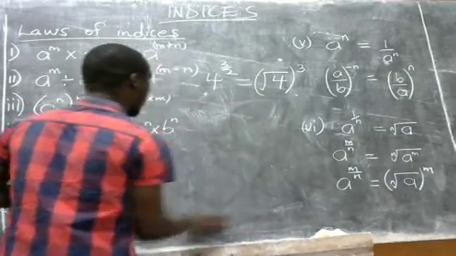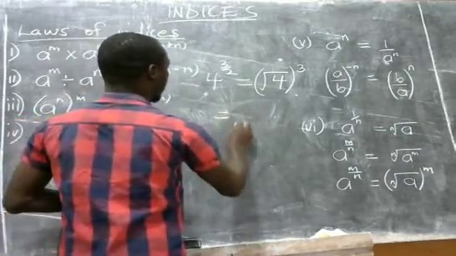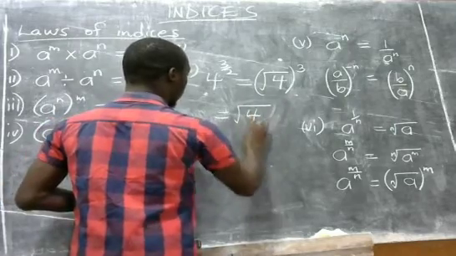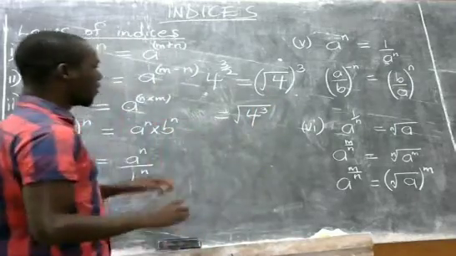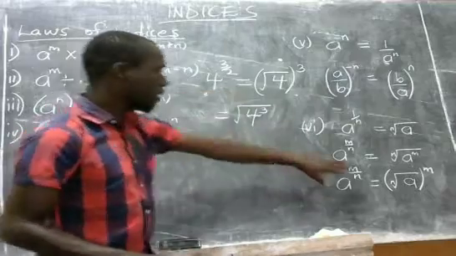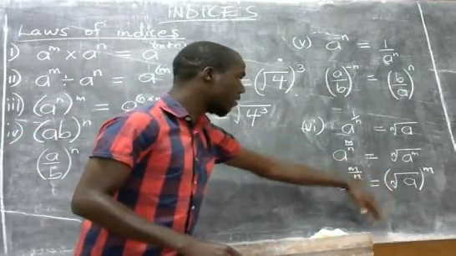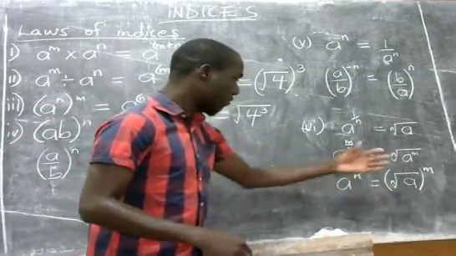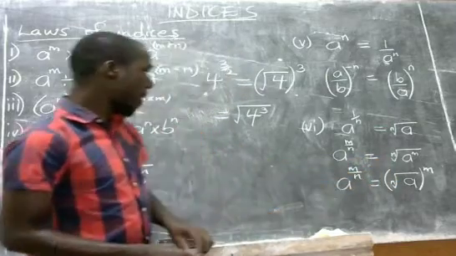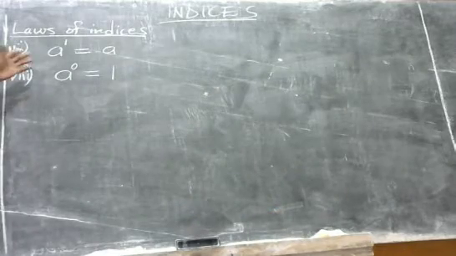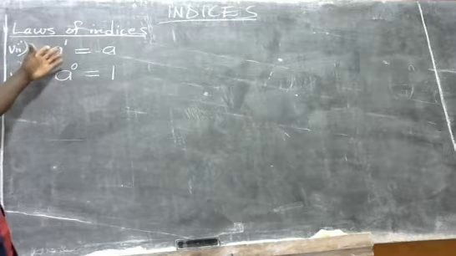Or someone can write that one as root of 4. Then these ones here, it means the same, just different ways of writing the same thing. So we can also talk about these common ones.